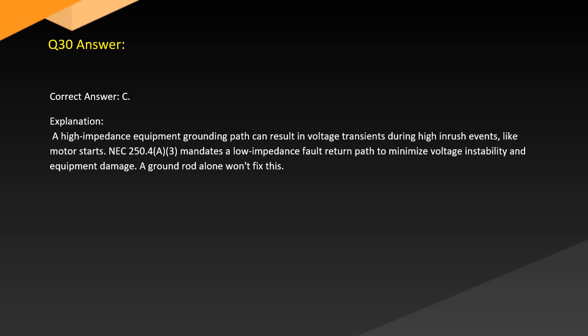Answer. Correct answer: C. Explanation. A high impedance equipment grounding path can result in voltage transients during high inrush events like motor starts. NEC 250.4(A)(3) mandates a low impedance fault return path to minimize voltage instability and equipment damage. A ground rod alone won't fix this.